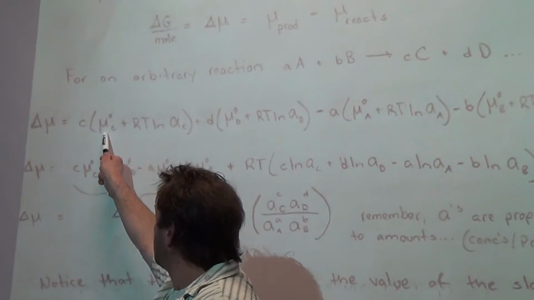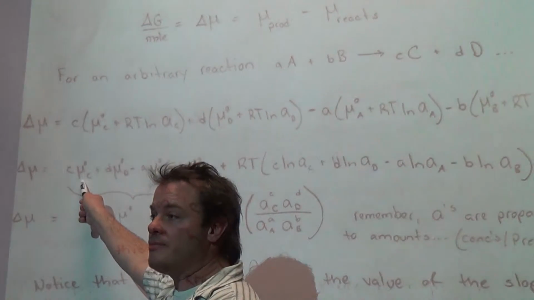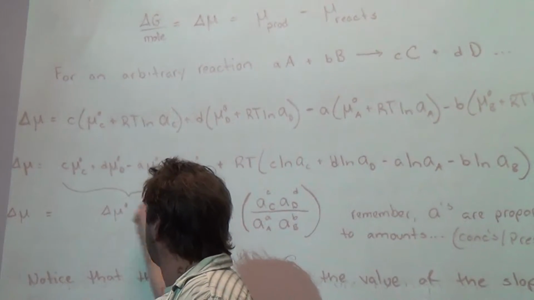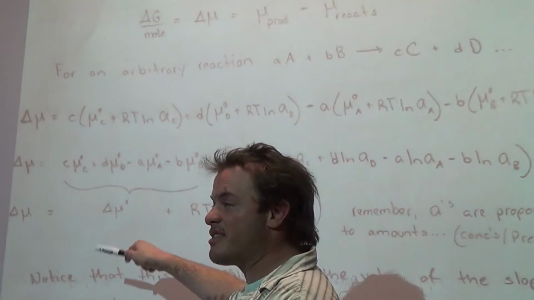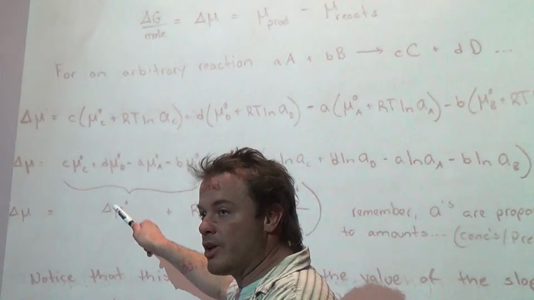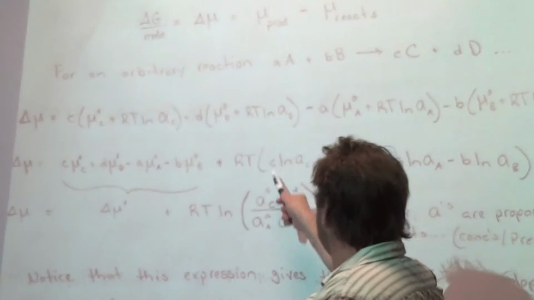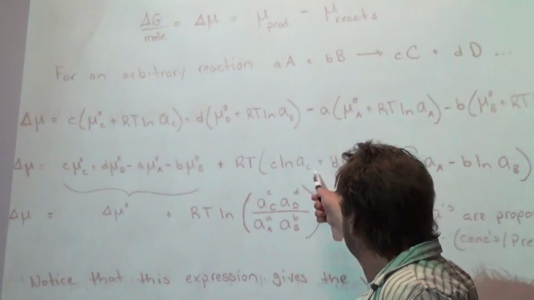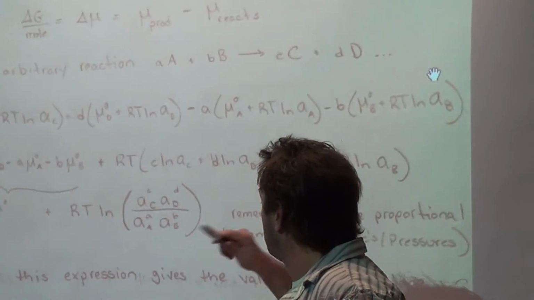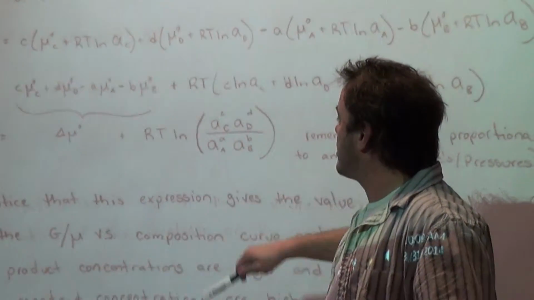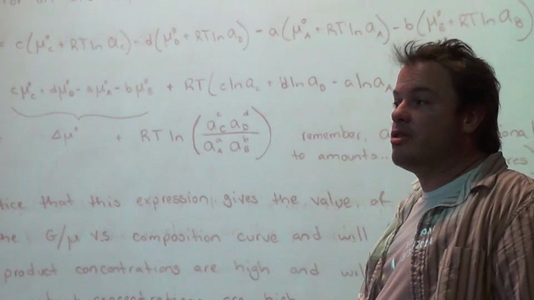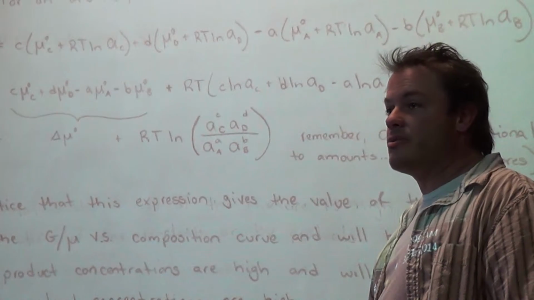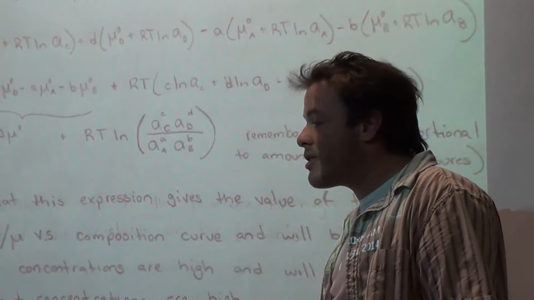Writing that out, we can group all of the terms that regard mu naught, and we get this term, that's just delta mu naught. So delta mu at the standard concentrations or pressures or whatever it is, plus this RT natural log of this guy right here, activities raised to the powers of their coefficients. And that should look very familiar to you because we've all worked with equilibrium constants. We already know where this is going.